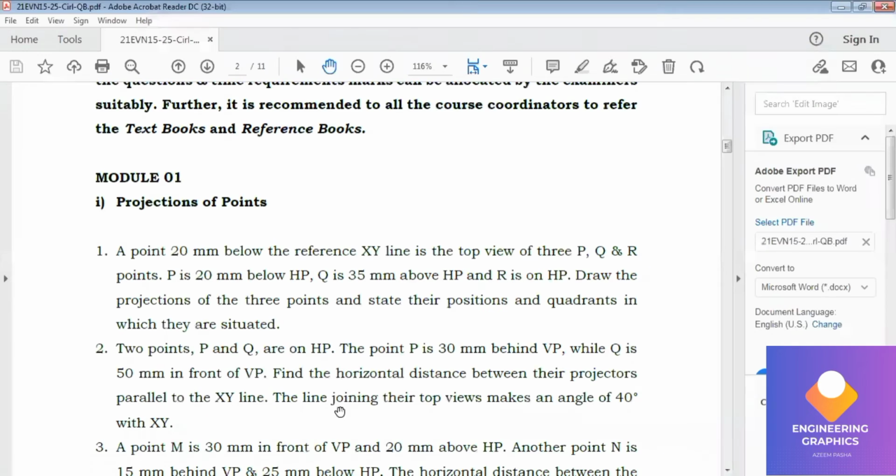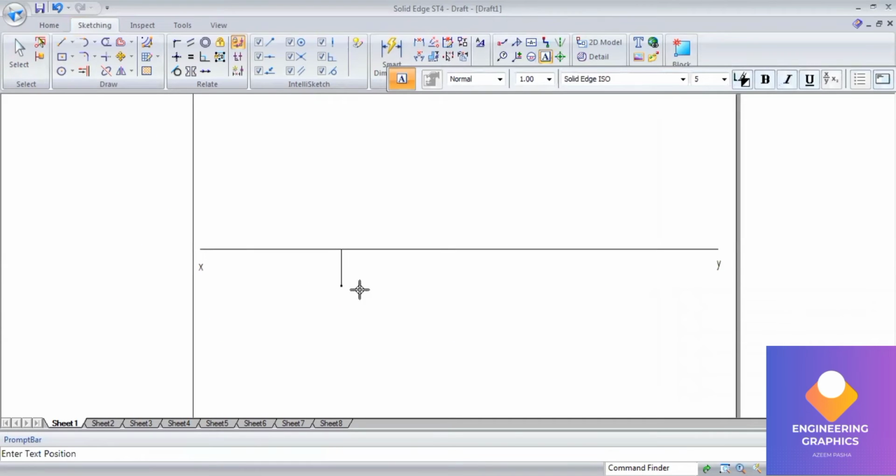Now I am mentioning the top views here. So top views of PQR. This is P, Q and R. So these are nothing but your top views.